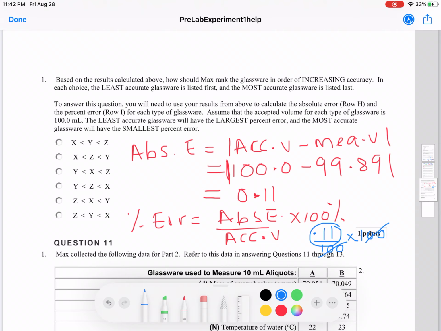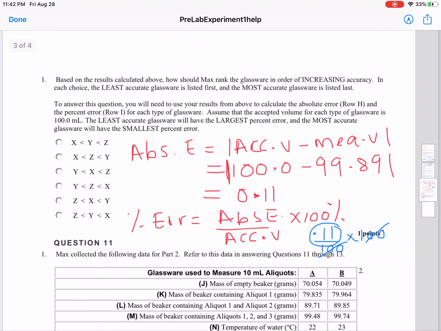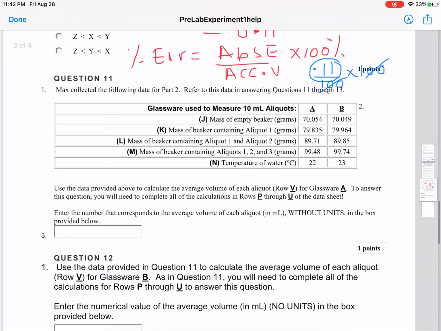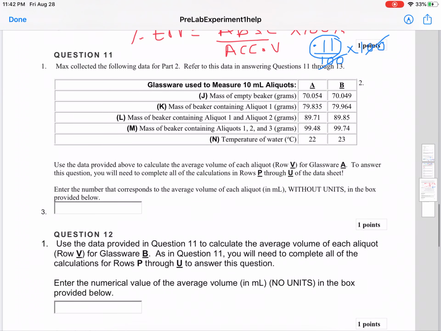Percentages. Okay, I hope everybody got it. That's for the first part. And then Max collected the following data for part 2. Refer to this data in answering questions 11 through 13. There are two columns, A and B, using two different glassware, looking at which piece of glassware delivers 10 milliliters most accurately.